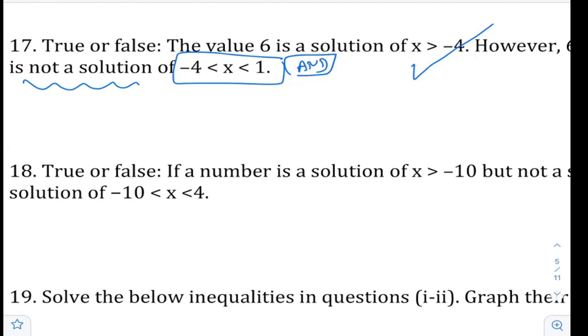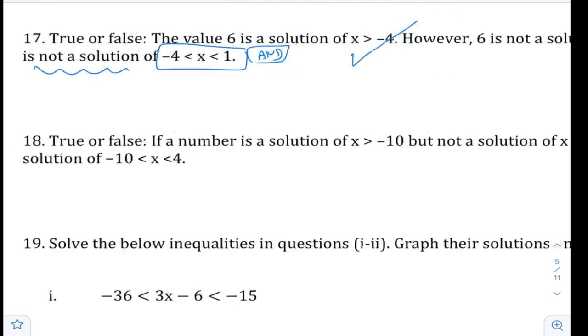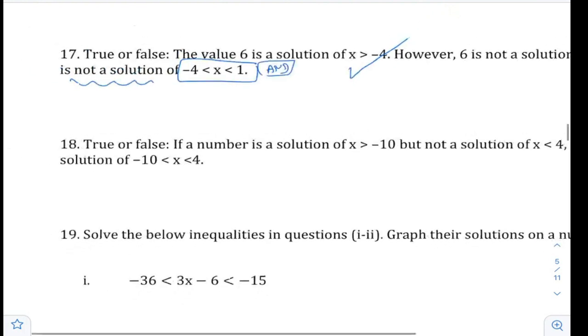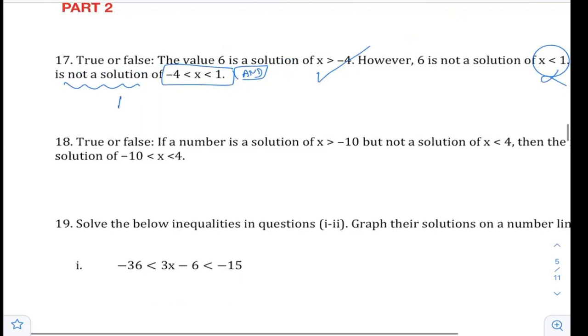Since only one of them is correct, that means 6 is not a solution. He is telling me that 6 is not a solution. That means his statement is true. Be careful. He is telling you that it's not a solution. So the statement is true.